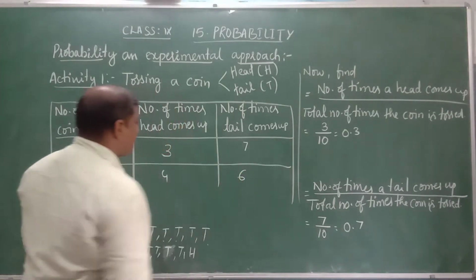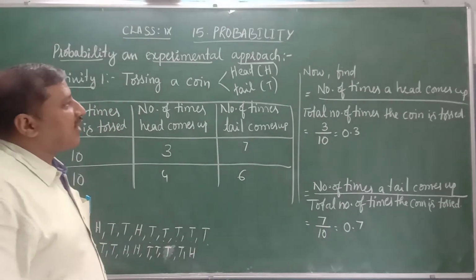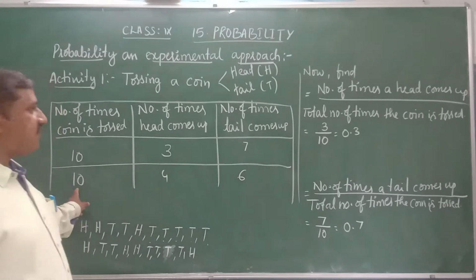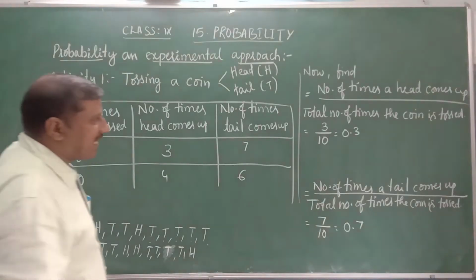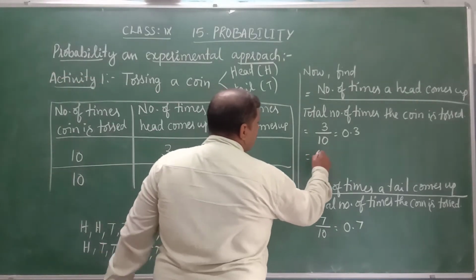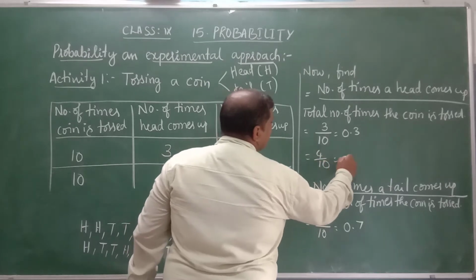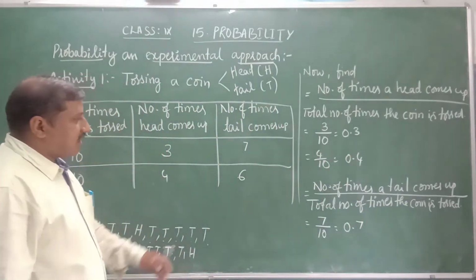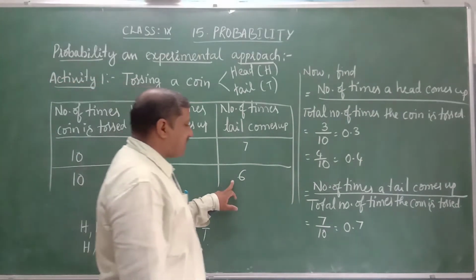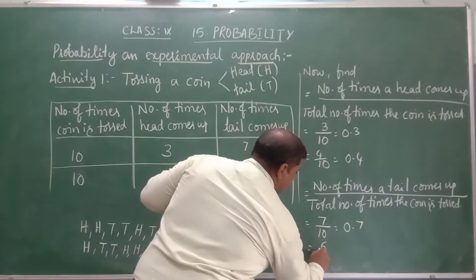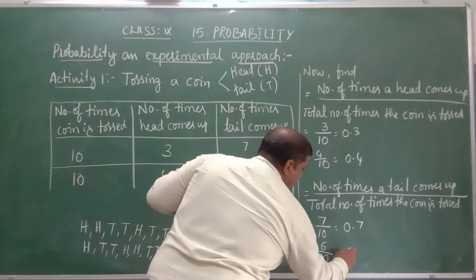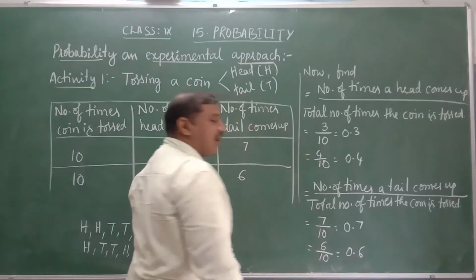Now write its fraction. Yes, the first one. Number of times the head comes up is 4 times. Total number of times the coin is tossed is 10 times. Therefore it is 4 by 10, which is equal to 0.4. Next, the number of times the tail comes up, that is 6 divided by the total number of times the coin is tossed, 10. 6 by 10 is 0.6.